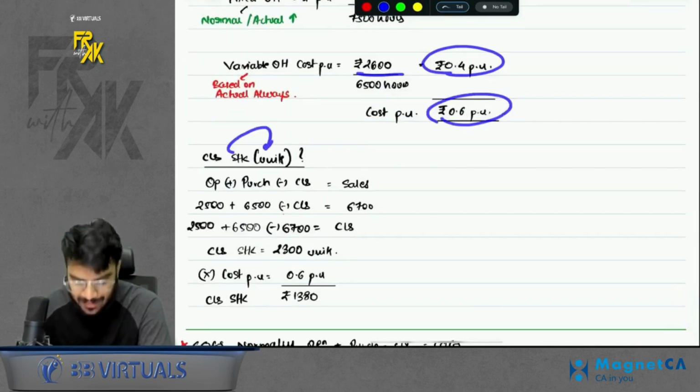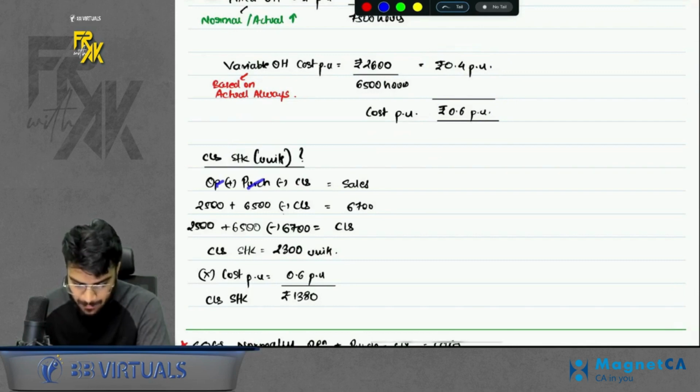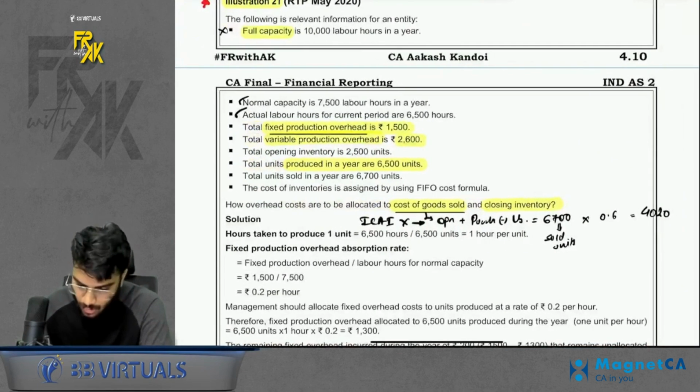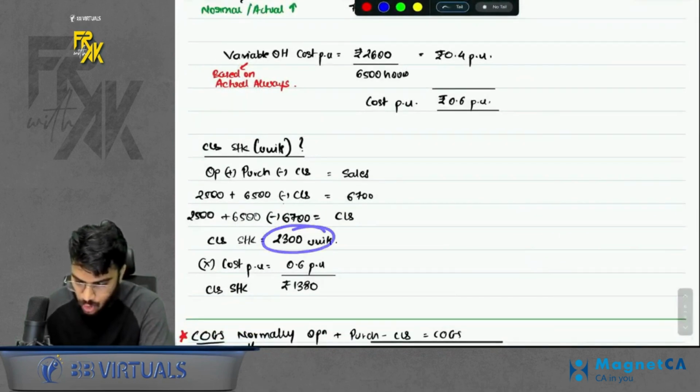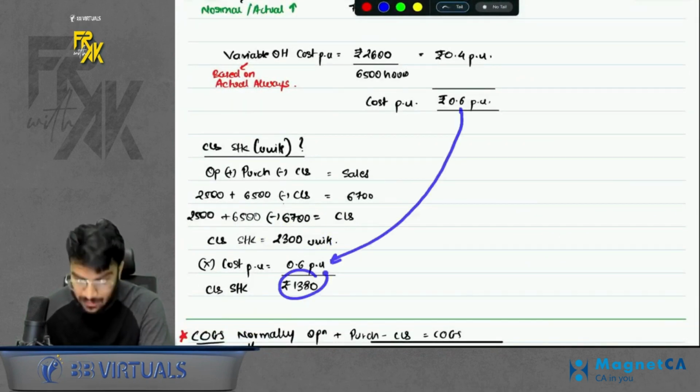Now closing stock units are missing. Apply that formula. Now opening plus purchase minus closing is equal to sales. Through this formula you can get the closing stock amount. Opening is given, sales is given. Sorry, production is given, sales is given. Closing stock you can find with this formula. So you get 2300 units. Now the cost per unit is 0.6. So you will get this closing stock amount.